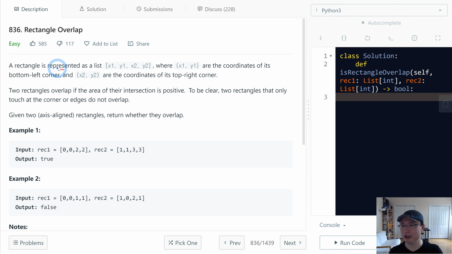A rectangle is represented as a list [x1, y1, x2, y2], where (x1, y1) are the coordinates of its bottom left corner and (x2, y2) are the coordinates of its top right corner. Two rectangles overlap if the area of their intersection is positive. To be clear, two rectangles that only touch at the corner or edge do not overlap. Given two axis-aligned rectangles, return whether they overlap.